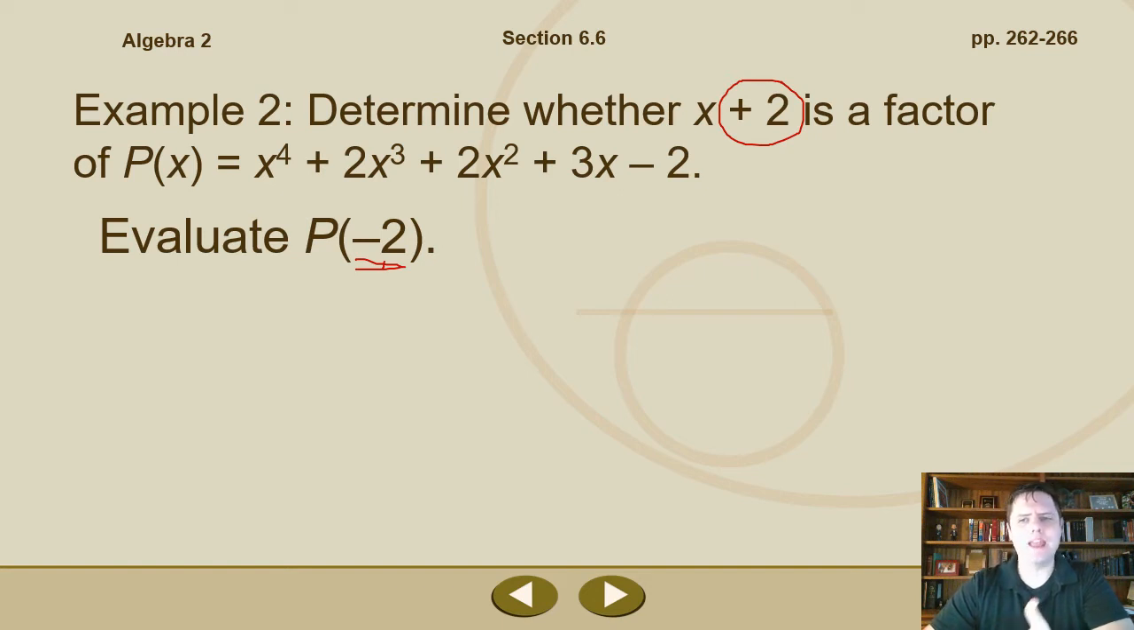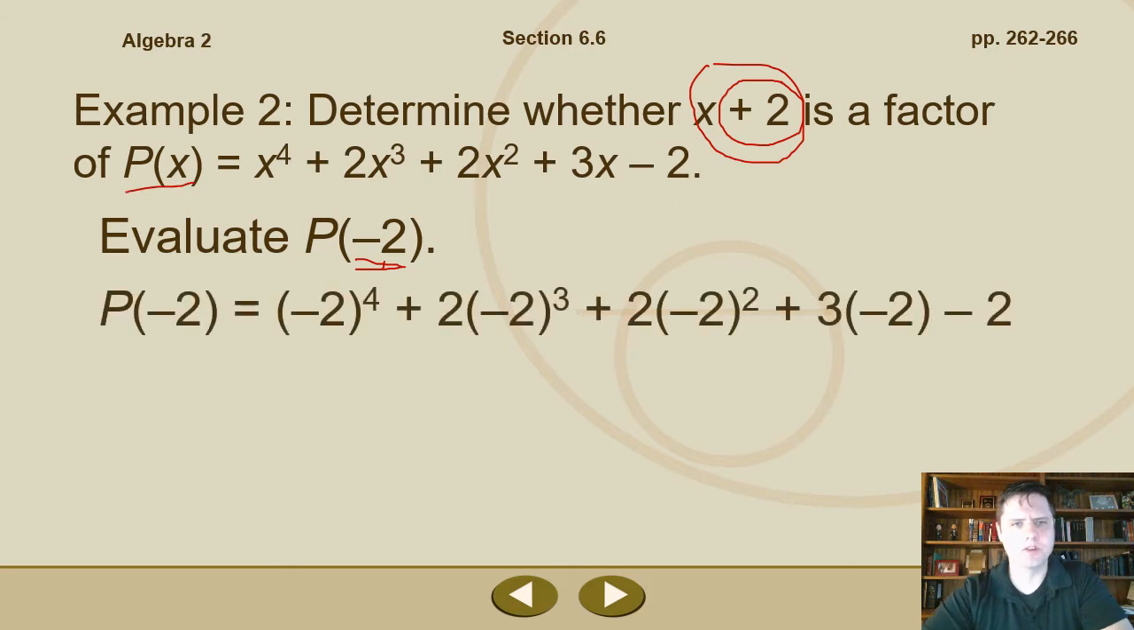So we plug in minus 2 into this whole thing. If we get out an answer of 0 at the end, if the remainder is 0, that means that this entire binomial is a factor of this polynomial. So let's try it out. If we do p of negative 2, we just plug in negative 2 wherever we see x.